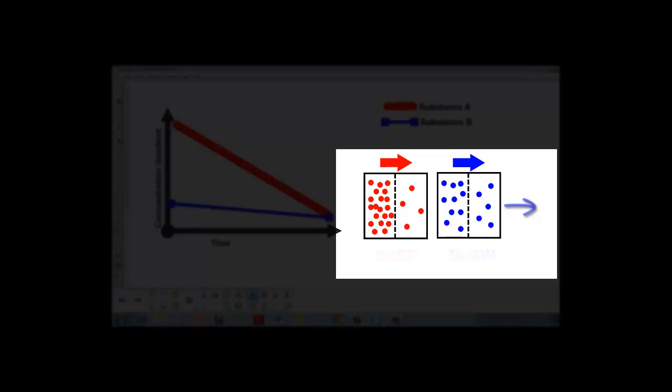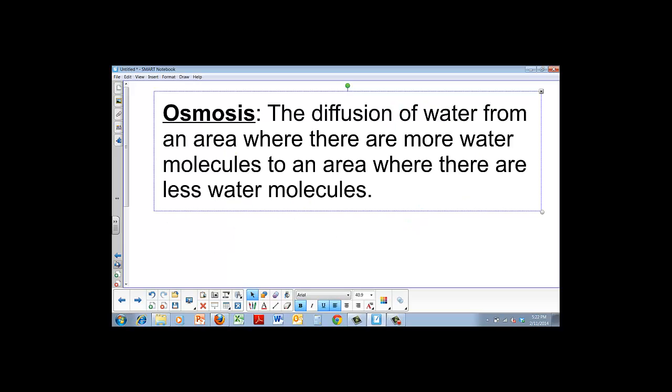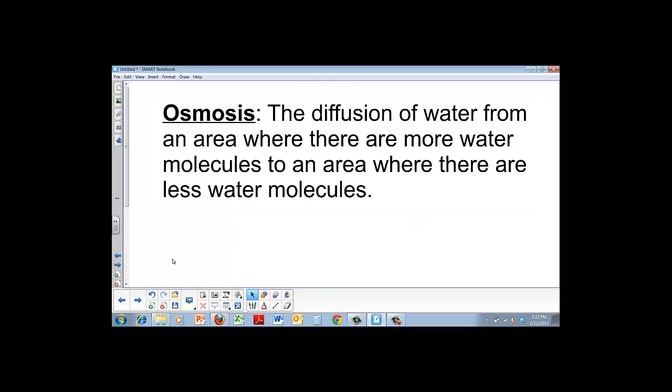Now, when we talk about diffusion, what is going to be really important is to understand osmosis. Osmosis is a form of diffusion, but the difference here is that we're being very specific. We're not talking about random substances. Diffusion does occur with all types of elements and all types of compounds, but osmosis is very specific to water.